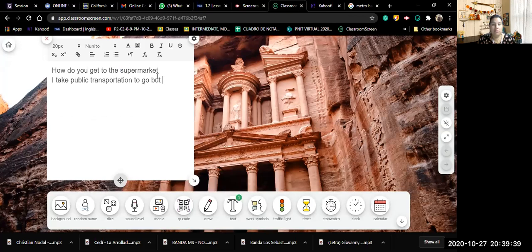Pero puede decir, but I take Uber to come back. Porque viene cargada. Por ejemplo, you go public transportation or you take a taxi or you take Uber if you bring a lot of things. For example. Very good. Good job.